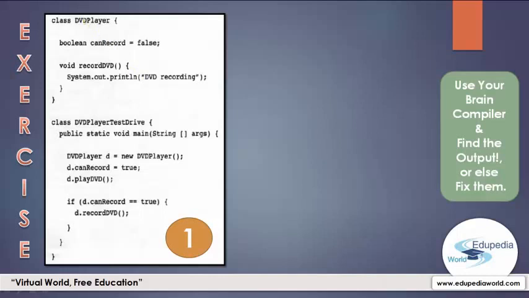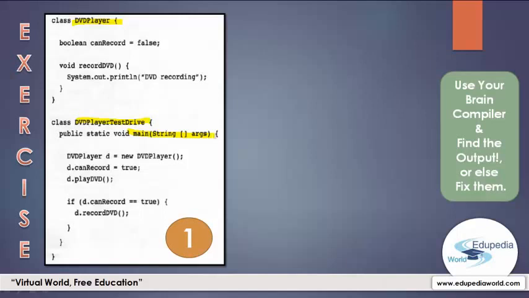In this source code you can see there are two classes. One is DVD player and the other one is DVD player test drive. So first, to be a compiler we need to find out which class includes the main method. Here you can see the main method is in the DVD test drive class. So now we have to execute the statements inside the main method.